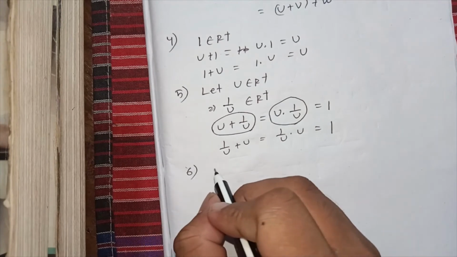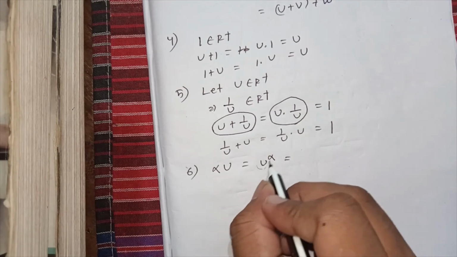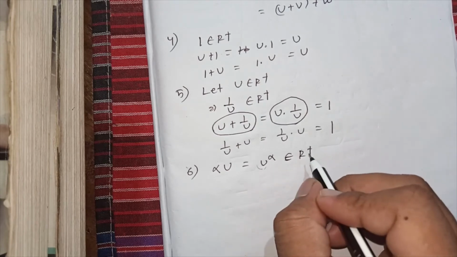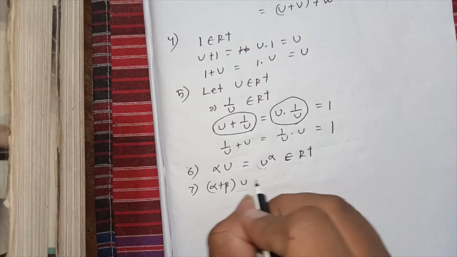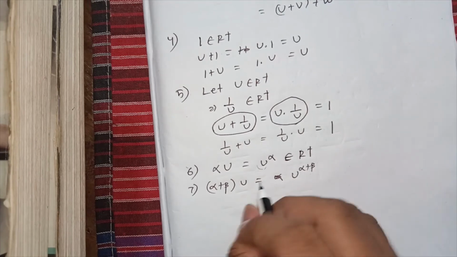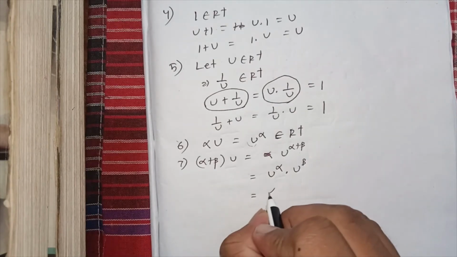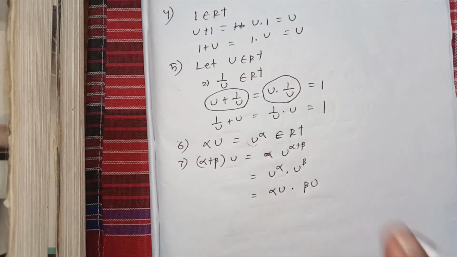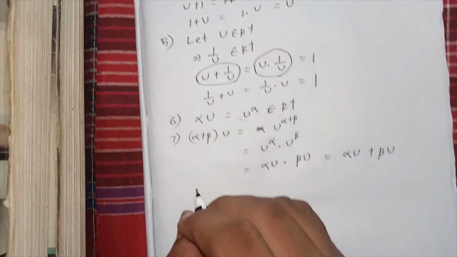Then the sixth one is that you know alpha into u will convert to u to the power alpha, and a positive real number to the power of a positive scalar will also belong to R plus. Then number 7 is alpha plus beta into u, you will get u to the power alpha plus beta, which is equal to u to the power alpha into u to the power beta. We know that u to the power alpha is alpha u, and this will be beta u. Further, the multiplication will be converted into addition, alpha u plus beta u. The seventh property is also satisfied.